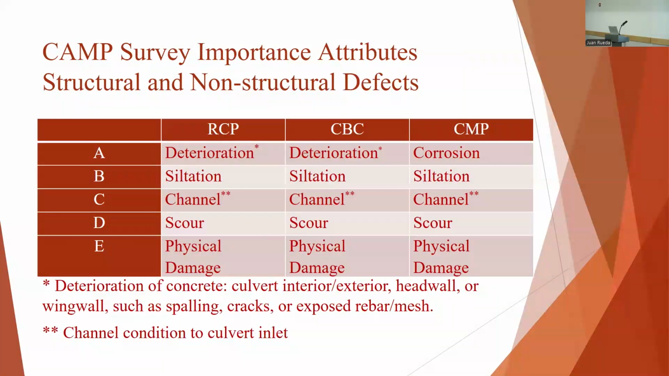So we came up with some attributes that they wanted to look at. This was put forth by the state. For each of the culvert types, we had 5 attributes that they selected that they wanted to look at during these internal inspections. So there are 5 in each culvert type, so you can just see there. Part of them are structural. Siltation obviously is non-structural.